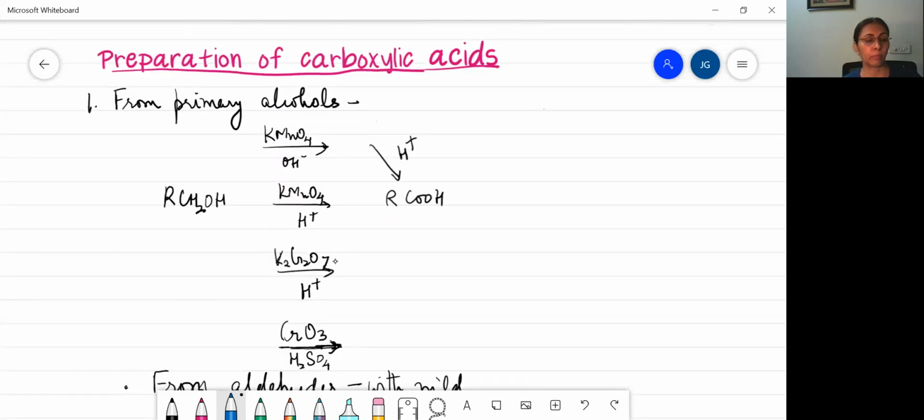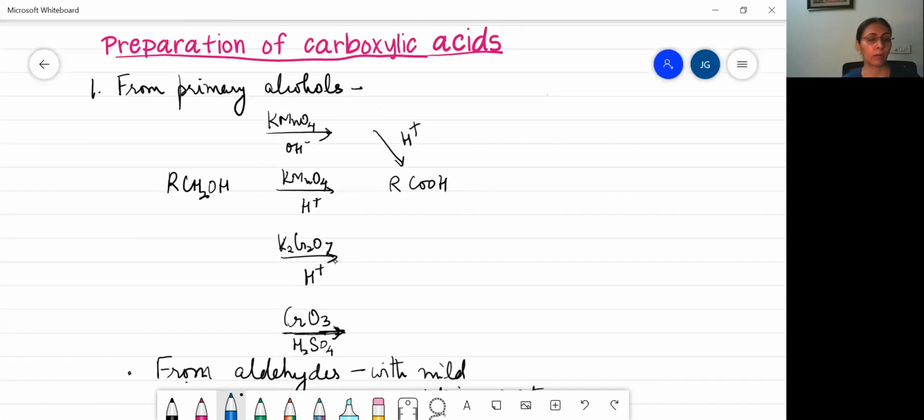So, preparation of carboxylic acids. Carboxylic acids can be prepared by different methods. The first one that we'll be discussing is from the primary alcohols. This we have done in the chapter of alcohols, phenols and ethers, in the topic of chemical properties of alcohols.